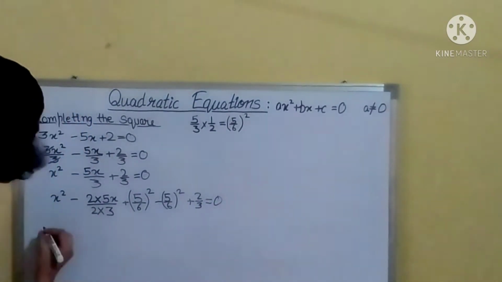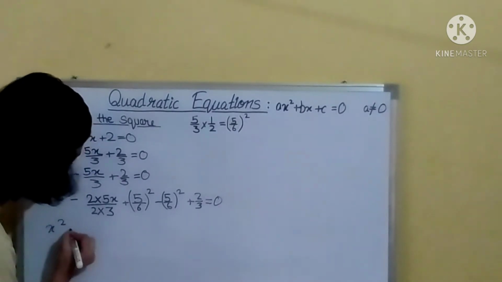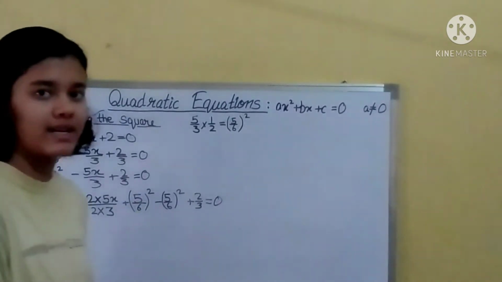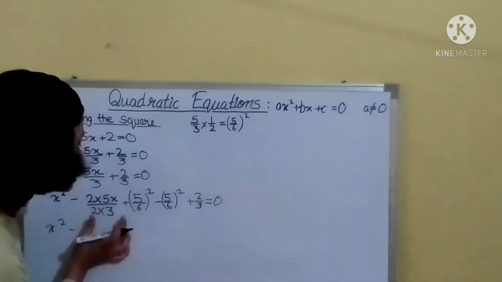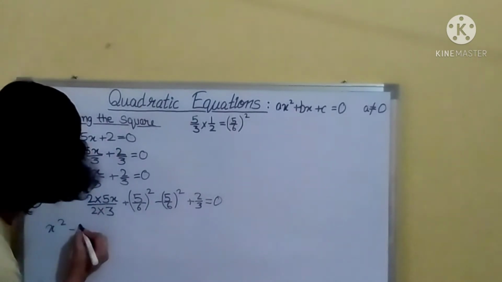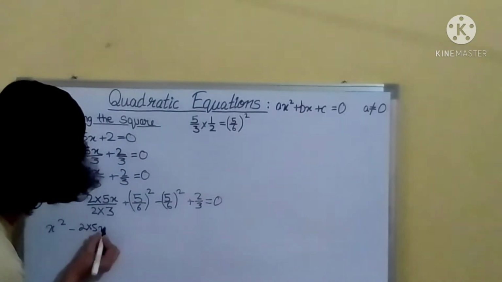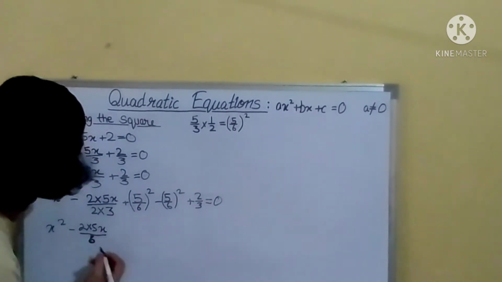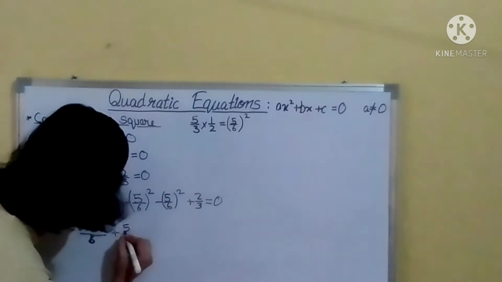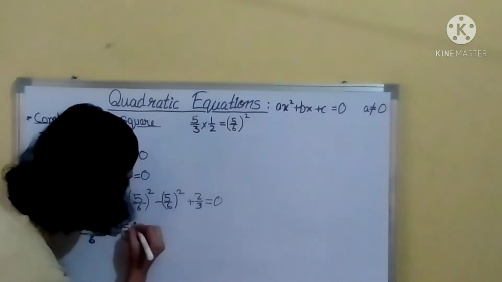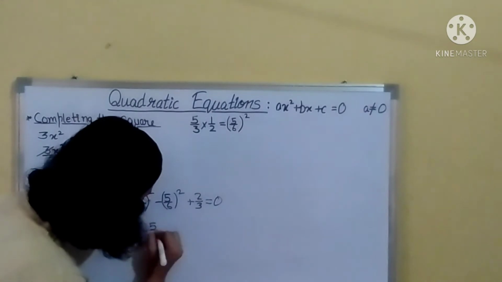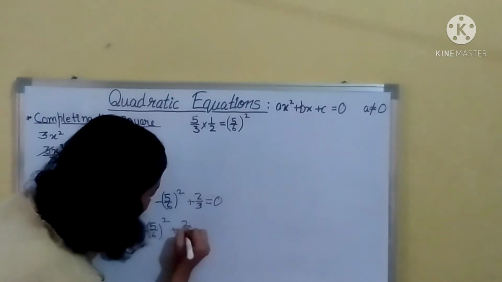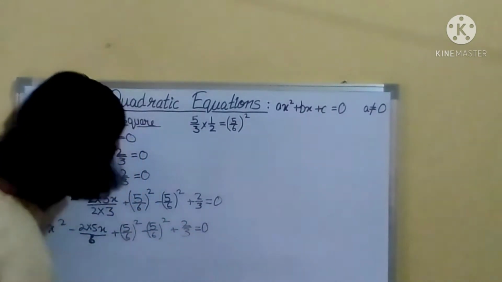Now x square minus, don't solve the numerator, 2 into 5x is equal to 10x. Don't solve this, you just have to solve the denominator. So it will come 2 into 5x upon 6. Then plus 5 upon 6 square minus 5 upon 6 square plus 2 by 3 is equal to 0.